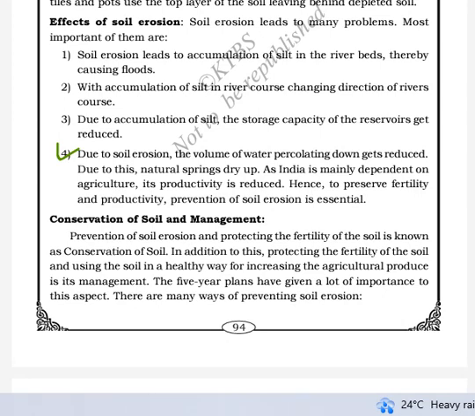See, if soil erosion occurs continuously, the water will not percolate down into the earth. Underground water we cannot get. Because of that, the natural springs are drying up, and in our country India, most of the people are dependent on agriculture, right? And if we have to grow crops, we need water, we need fertile soil. So if soil erosion keeps on occurring like this, the people who are dependent on agriculture cannot survive. So this is one of the major problems which should be solved.